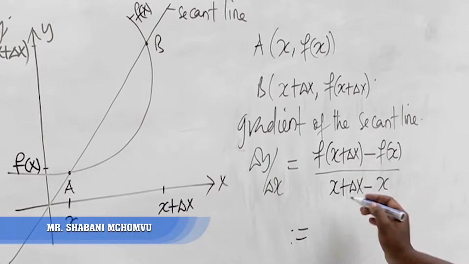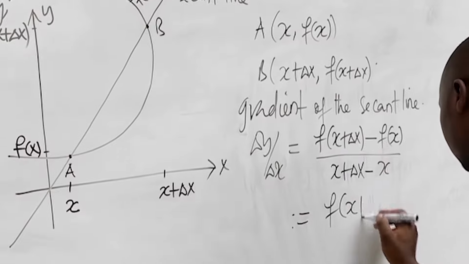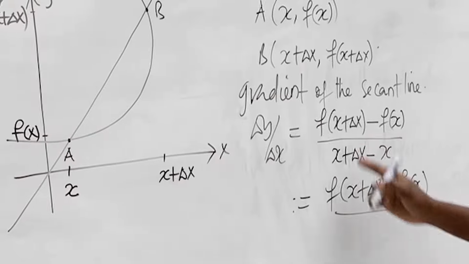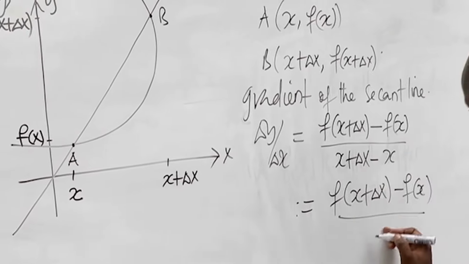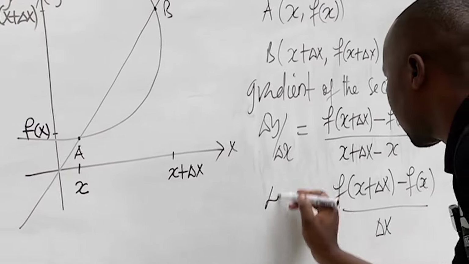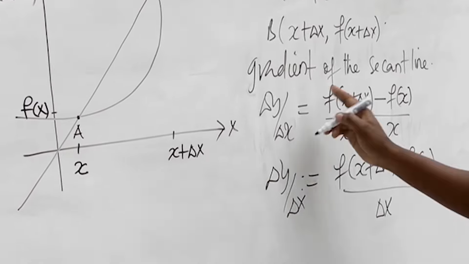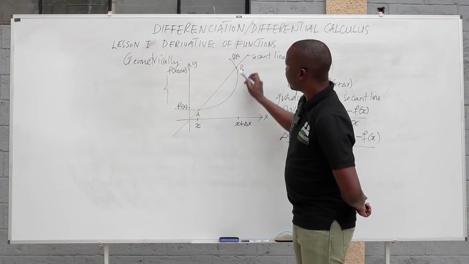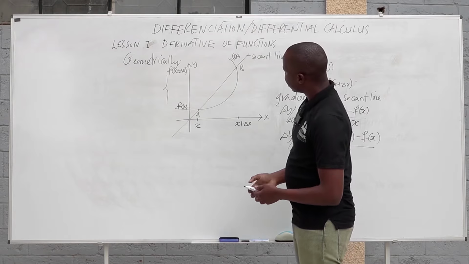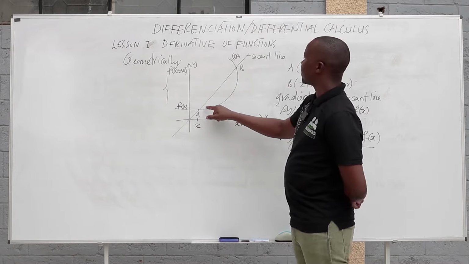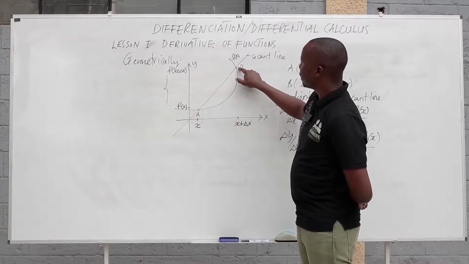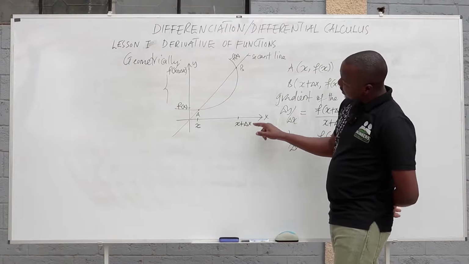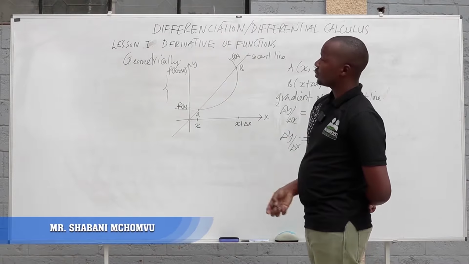So now the gradient of the second line becomes f of x plus change in x minus the function of x over, here this and this cancel out, so we remain with the change in x. Now from here, we have the slope or the gradient of the second line. For us to have the slope of the curve, we need to find exactly the slope at a specific point, whereby we need to reduce point B to point A. How? By applying the limit concept where change in x approaches 0.